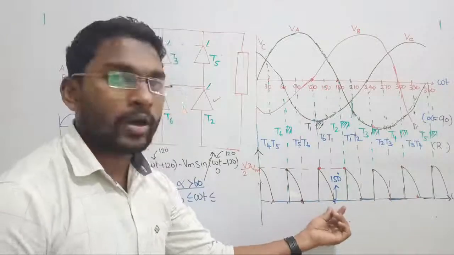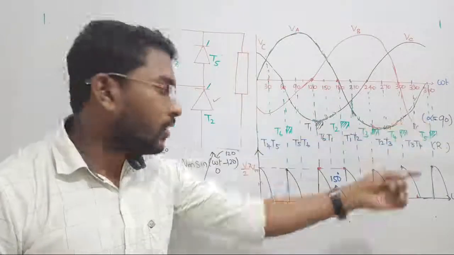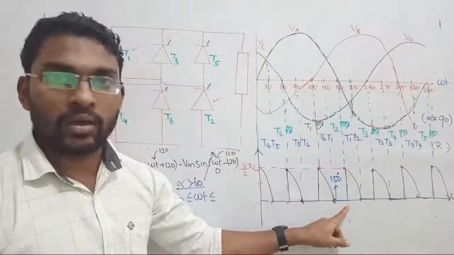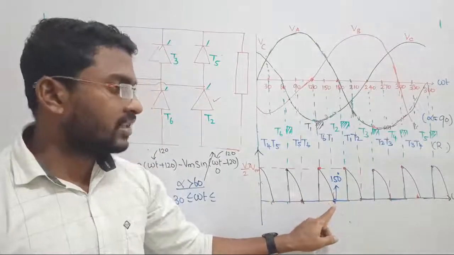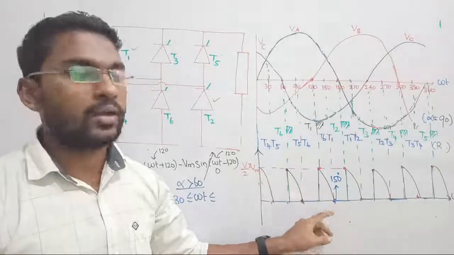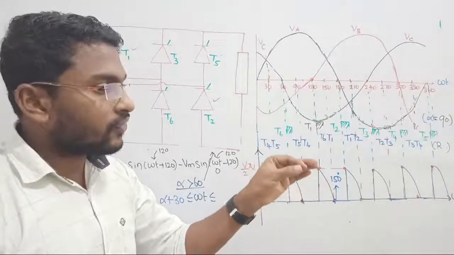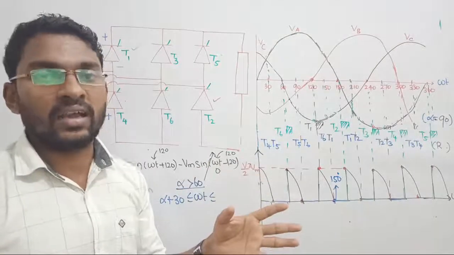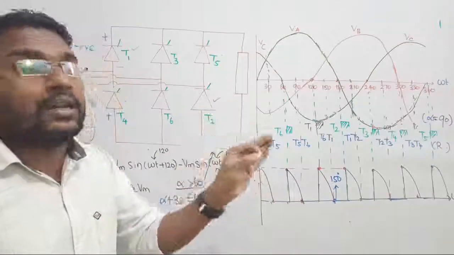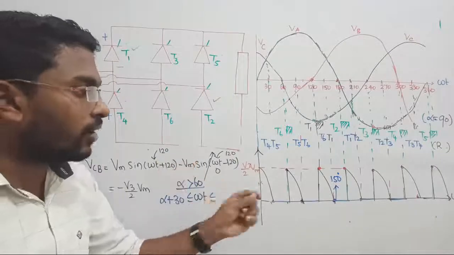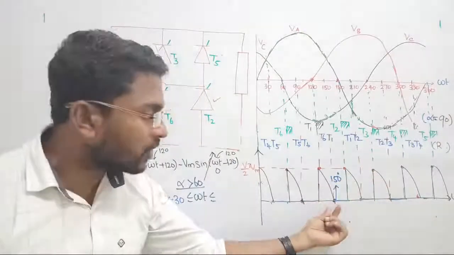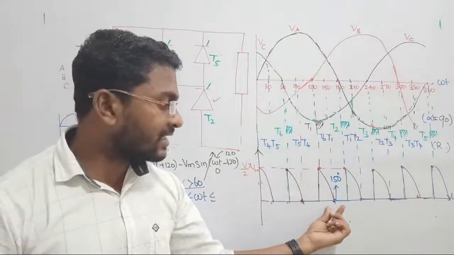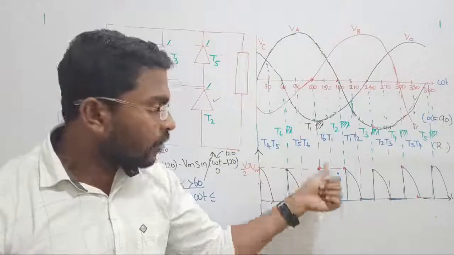But what about the ending point? I gave alpha as 90 degree. If you give alpha 90 degree, we can go up to 180. Are we reaching 180? No, we are stopping our conduction at 150. So what is the conclusion? In case of discontinuous conduction, that is when the value of alpha is greater than 60 degree, independent of the value of alpha, the conduction of the thyristor will be stopped exactly at omega t equal to 150 degree.